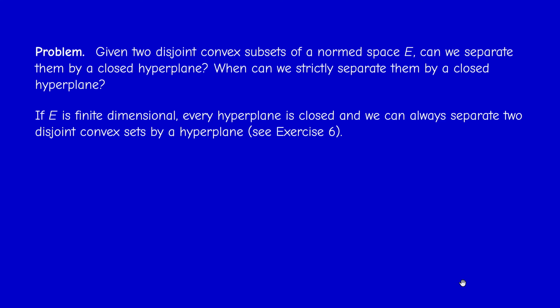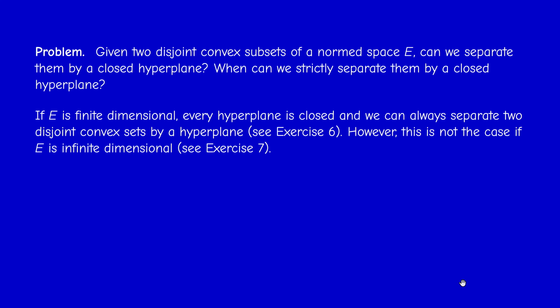However, we can give a counterexample in infinite dimensions. We give an example of an infinite dimensional vector space where we cannot separate two disjoint convex sets by a closed hyperplane. This is explored in exercise 6-7. So in infinite dimensions, one should be more careful. This counterexample shows that we have to put an extra assumption on the sets, other than the fact that they are convex and disjoint.